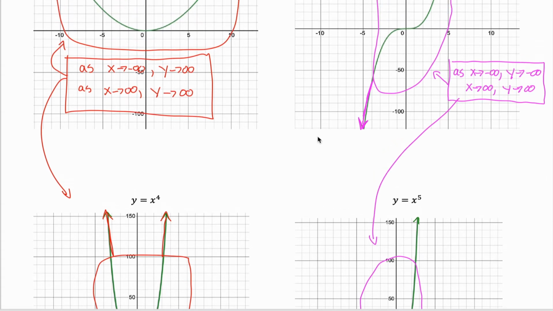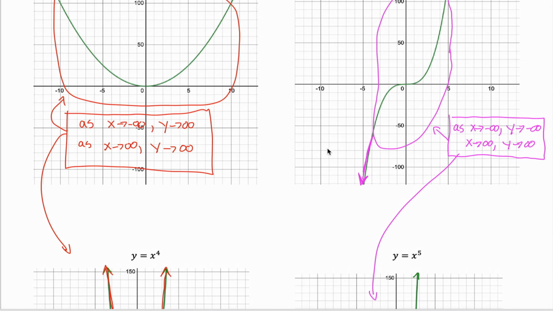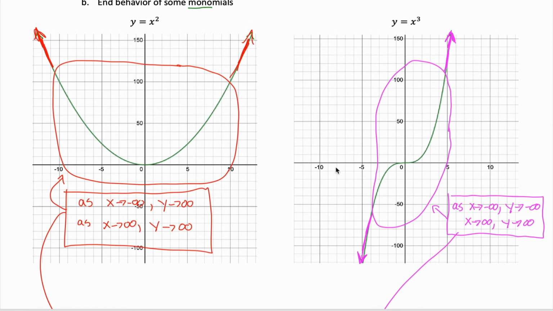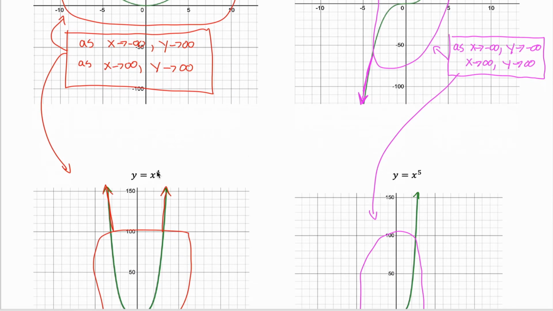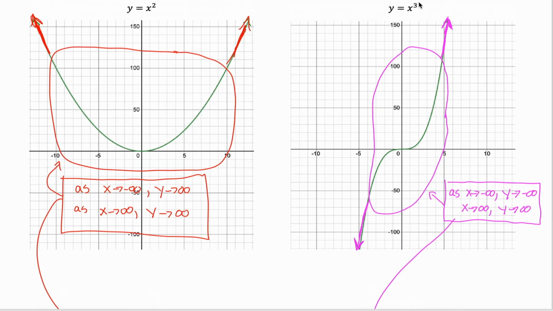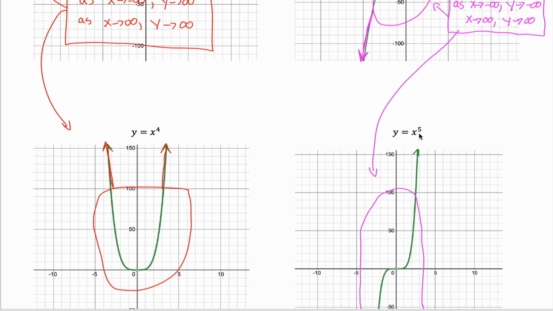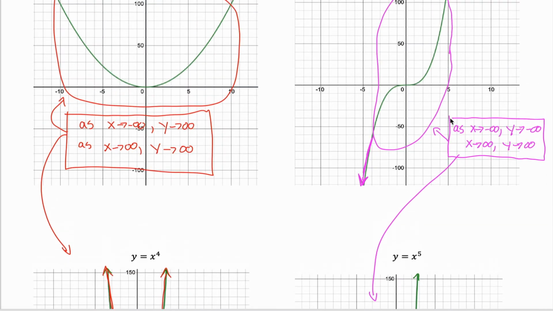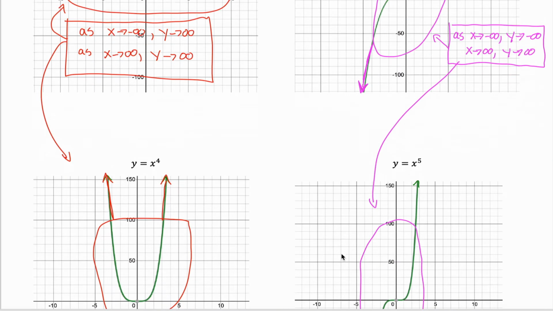Really what it comes down to is what's called the parity of the degree. All the parity refers to is whether something's even or odd. So x squared, this 2 is an even number. X to the 4th, this 4 is an even number. So that's why these guys have the same end behavior. The 3 in x to the 3rd and the 5 in x to the 5th are both odd numbers. So that's why, informally speaking, they have this end behavior.